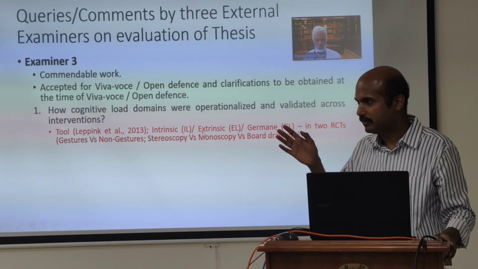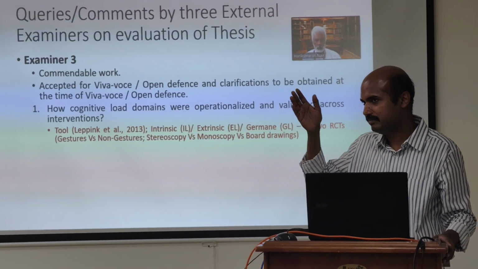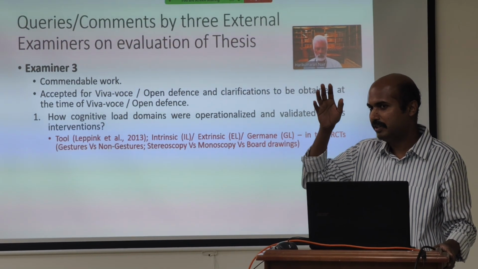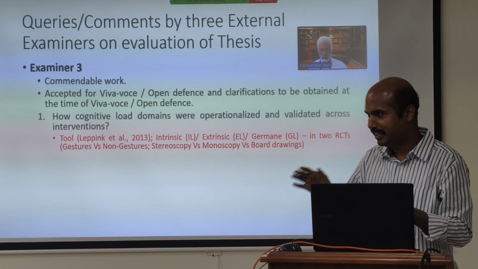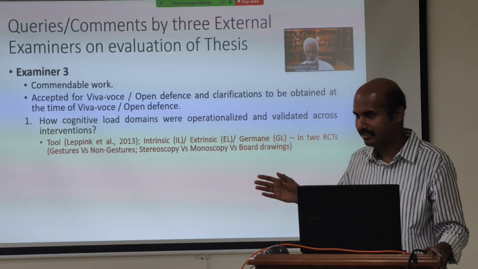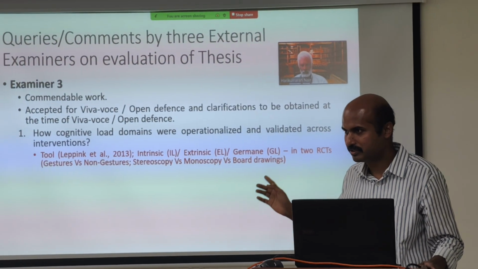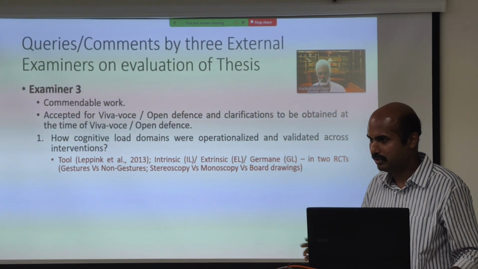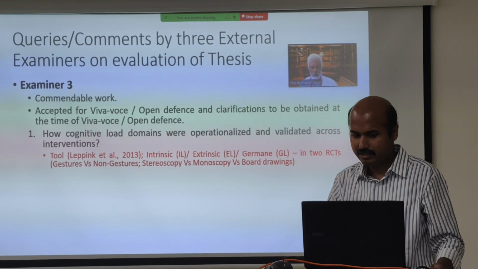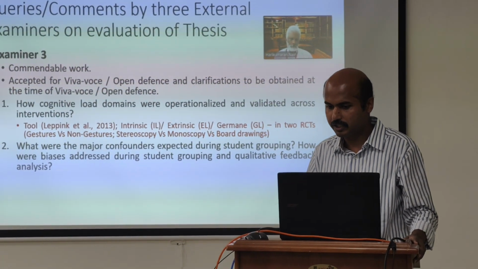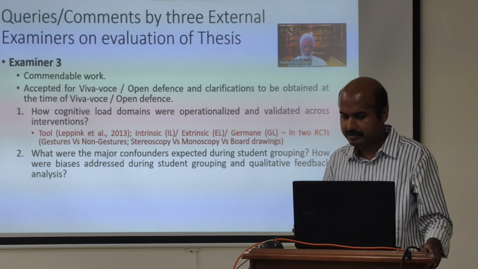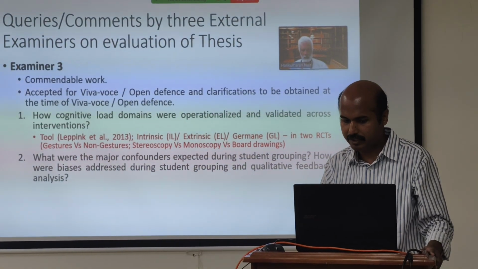In the workshop that I've done, where I compared the gesture group, the 3D fiber dissection and the sectional method, there I didn't do a trial, so I didn't use the cognitive load. I used cognitive load only for these 2 randomized control trials. And the next question was, what were the major confounders expected during student grouping? How were biases addressed during student grouping and qualitative feedback analysis?